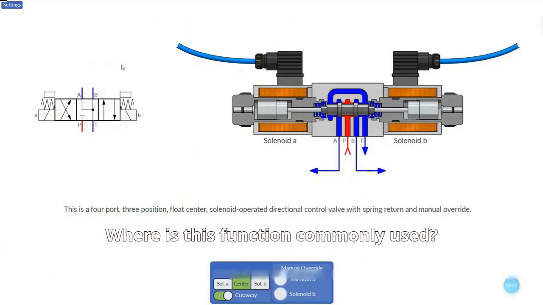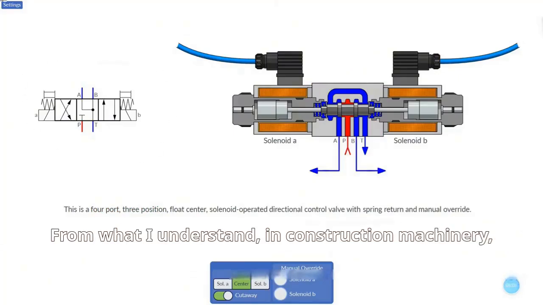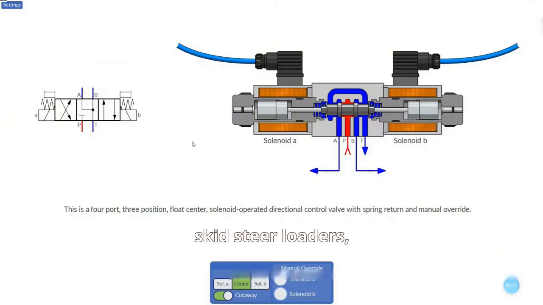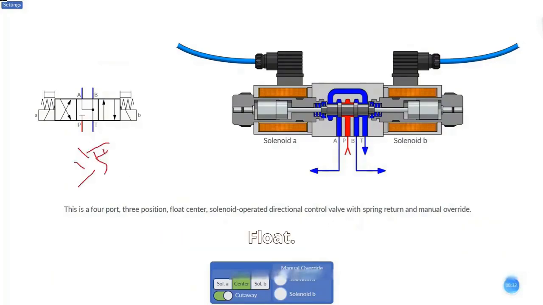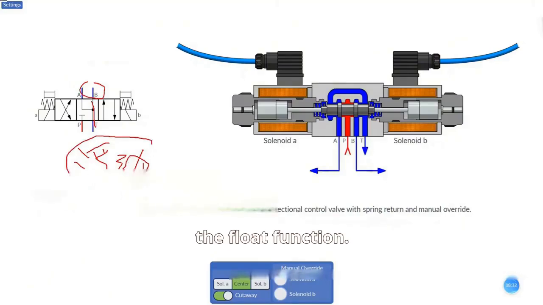Where is this function commonly used? From what I understand, in construction machinery, like loaders, skid steer loaders, it has a function called float. You can look it up, the float function.